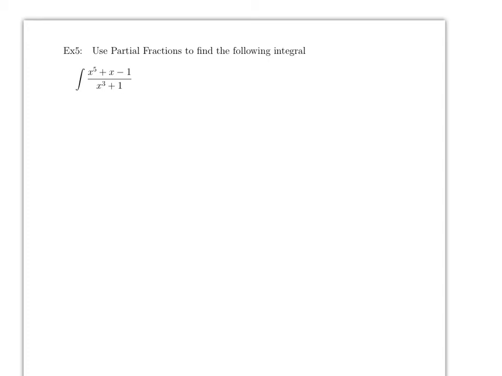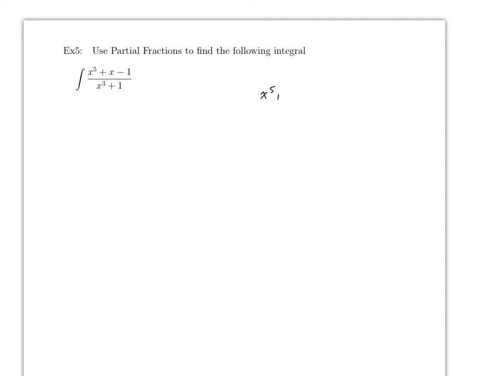Now, if the degree of the top is bigger than the degree on the bottom, or the same, then partial fractions don't work like that. You need to make sure that the degree on the top is less than the bottom. So if that's the case, you're going to have to do long division first.